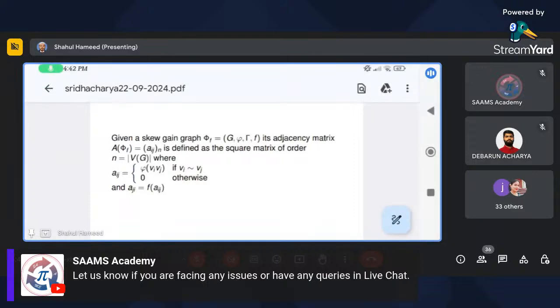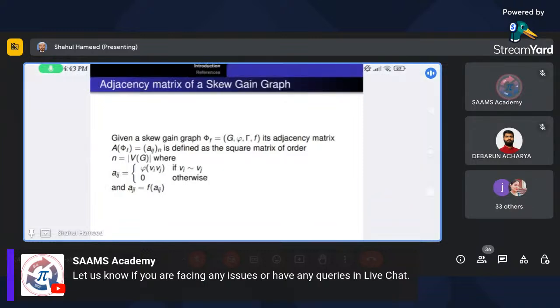So, the first vertex will be called the tail of that edge ViVj. If the tail is Vi and the head is Vj, then you must take the weight from Vi to Vj as phi of ViVj. If they are not adjacent, you will have it as 0.